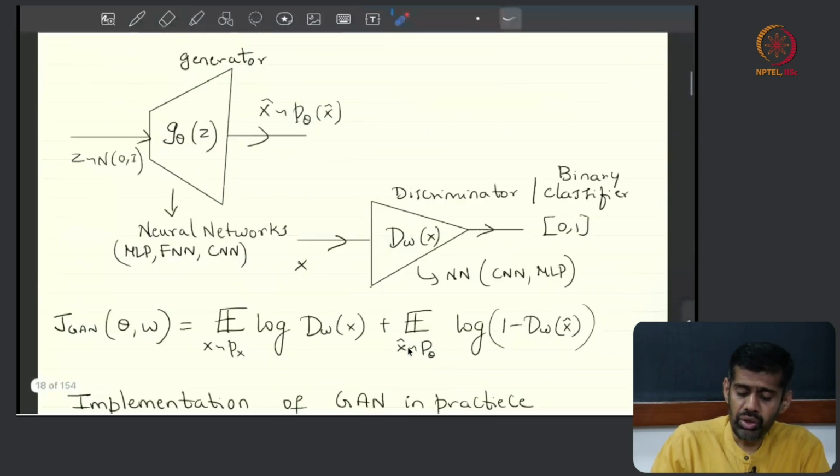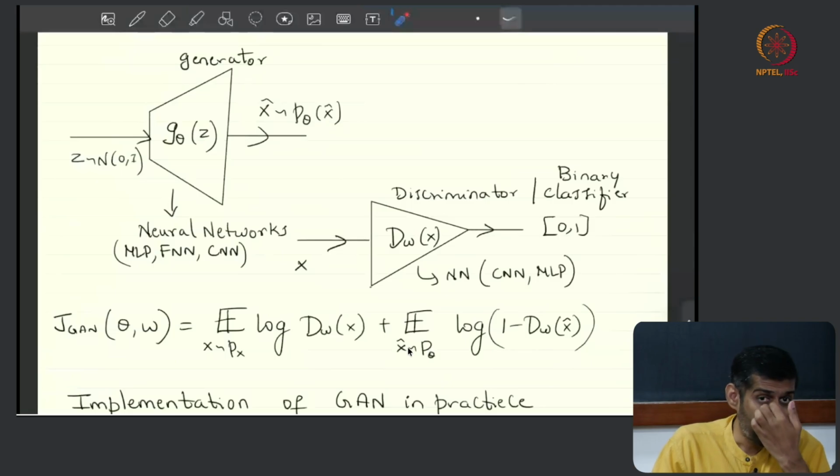Now how you implement this in practice is that typically this g_theta(z) network, the function, is a neural network. You can use any kind of neural network that you want, right? It can be a multi-layer perceptron, a fully connected neural network, a convolutional neural network, or a transformer. It doesn't matter. The treatment that we have done so far is architecture agnostic. You can use any neural network.